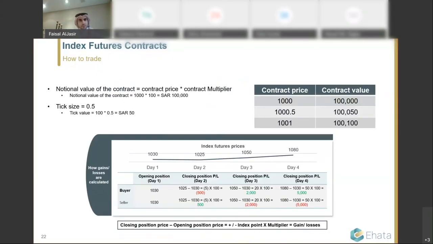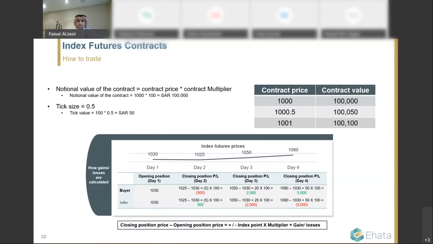Okay, so the notional value of the contract equals the contract price multiplied by the contract multiplier. You can see on the right side here the contract prices 1000, 1000.5, and 1001. And the contract value is basically the contract price multiplied by the multiplier, which we said will be 100. And the size of the movement from one contract price to another will be 0.5. So in real terms, that's a 50 real move if you take the 0.5 and multiply it by the multiplier, which is 100.